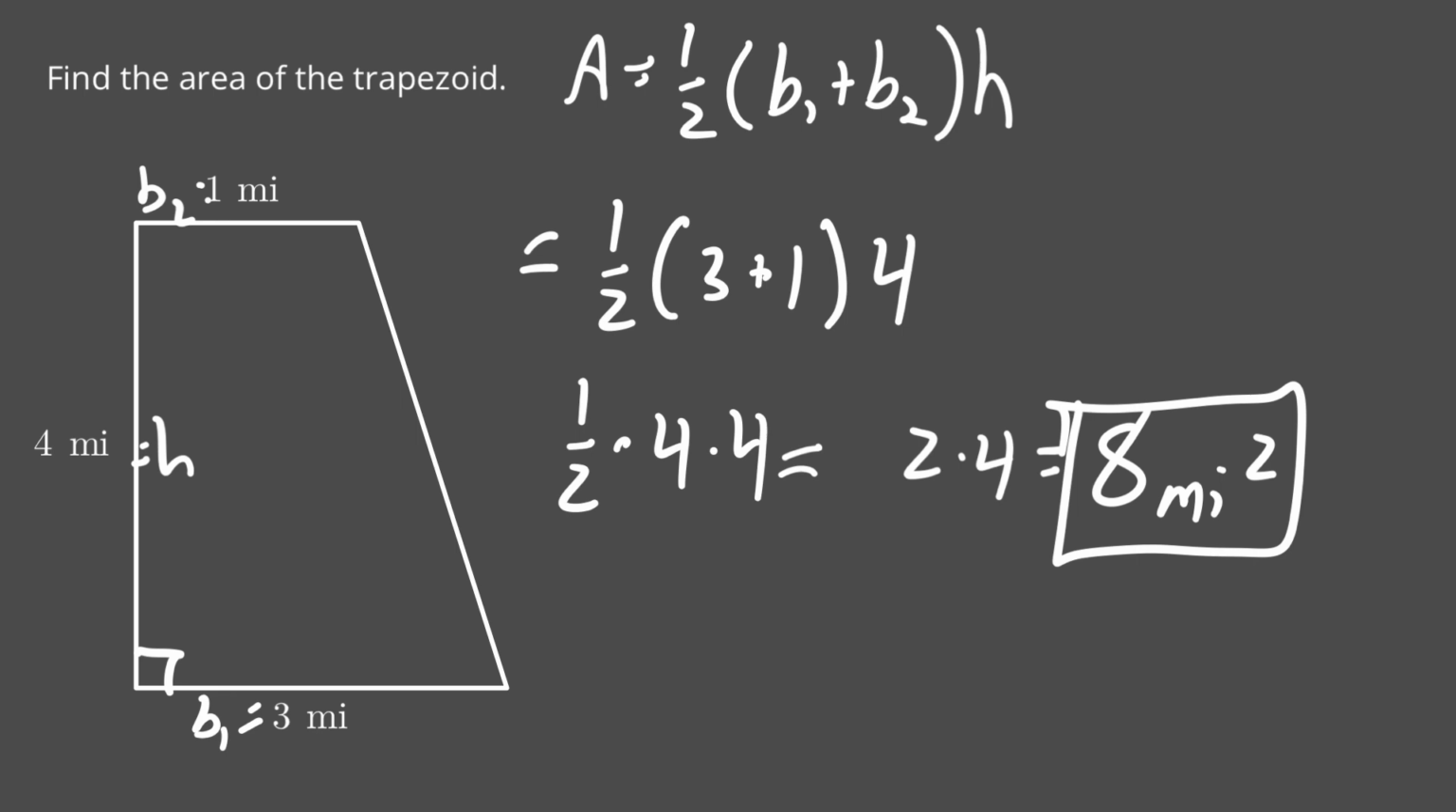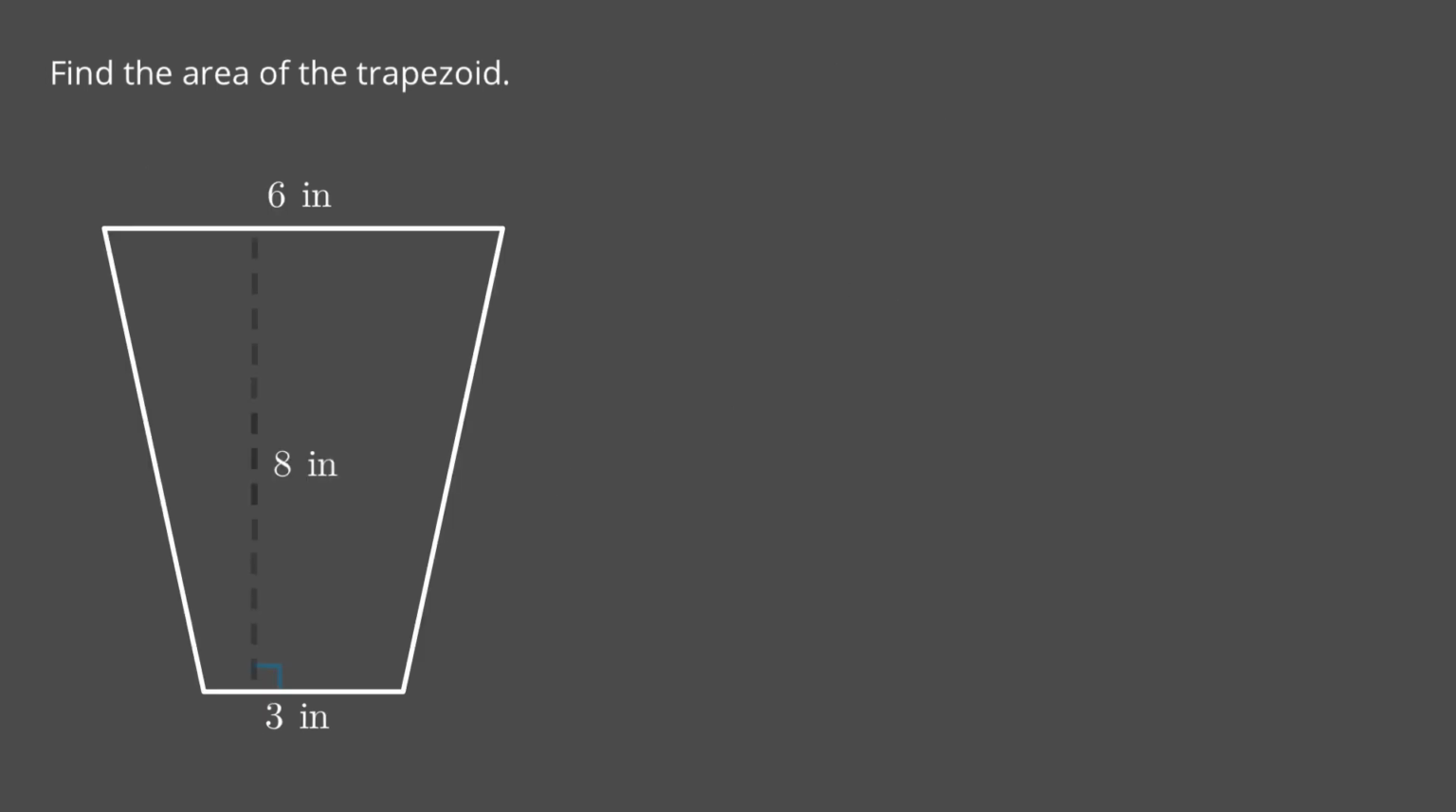All right, let's move on. This one looks an awful lot like our first example. Go ahead and pause this video and give it a try on your own. For the solution, we have the same formula. We have base 1 down here, base 2. And again, it doesn't matter which one you call base 1 or base 2. And then we have our height, which is 8.